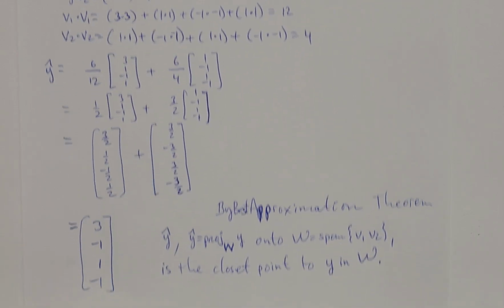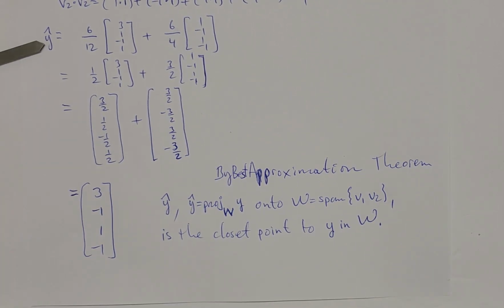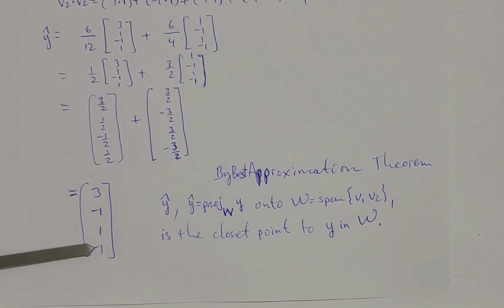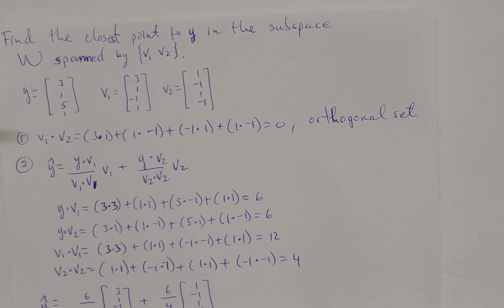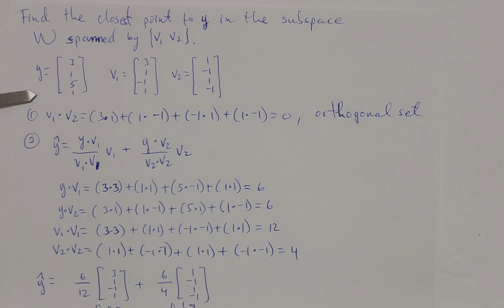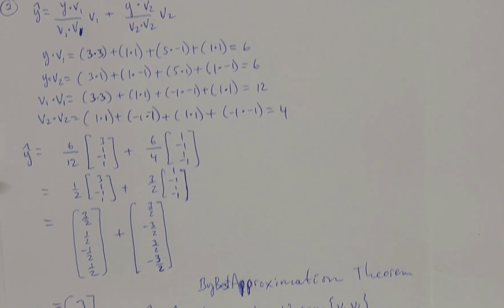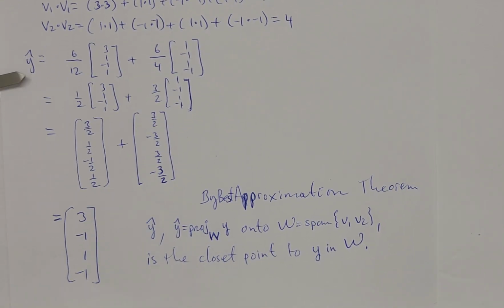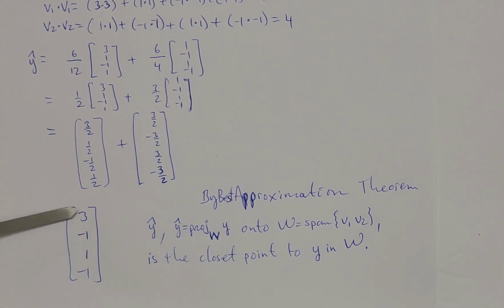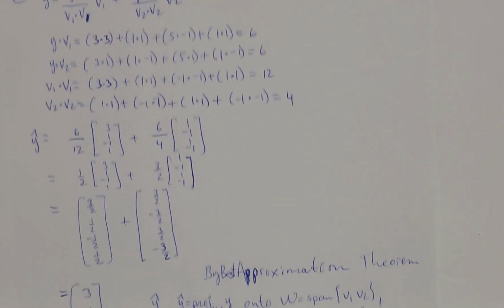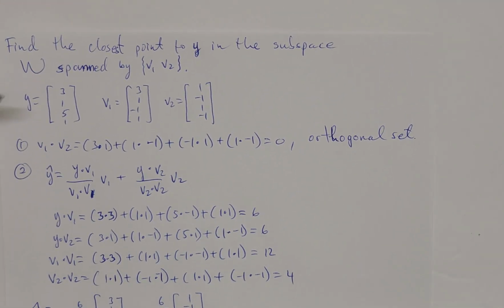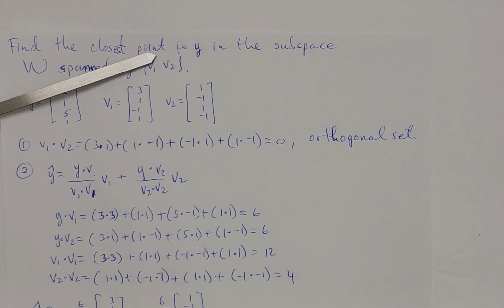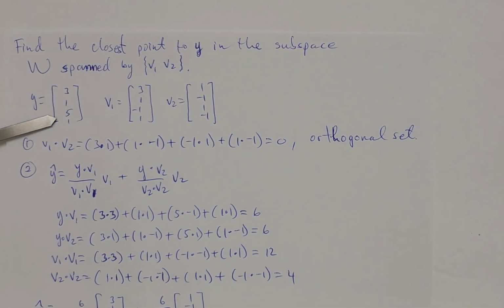We are looking for y hat, which is this. This is y hat. This is the closest point to this y. One more time. y hat, which is this. This right here is y hat. Again, this is y hat, which is the closest point to y, which is this.